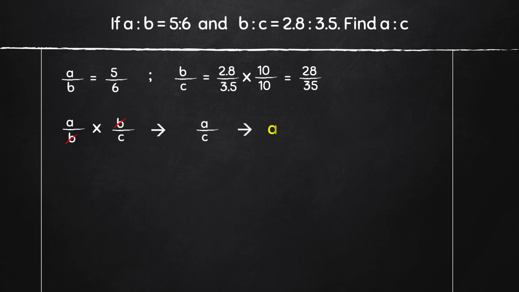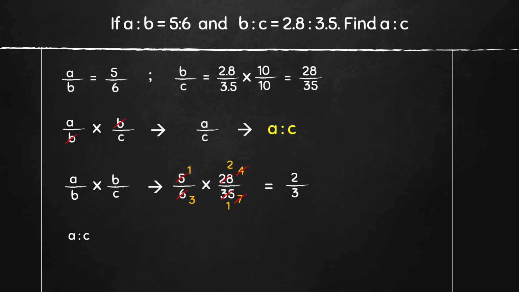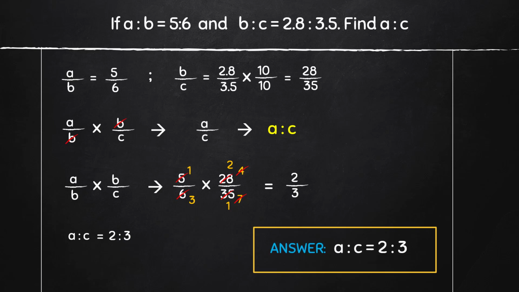So we are going to follow the same method. A by B is 5 by 6 into B by C is 28 upon 35. So let's do the cancellation. 5 ones are 5, 5 sevens are 35, 7 times 1, 7 times 4, 2 threes are 6, 2 twos are 4. The answer that we get is 2 by 3. A is to C is equal to 2 is to 3. So our final answer, A is to C is equal to 2 is to 3.